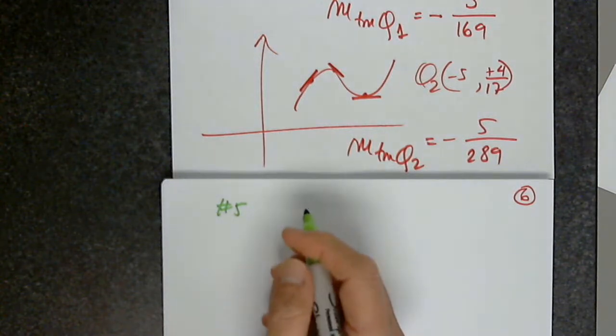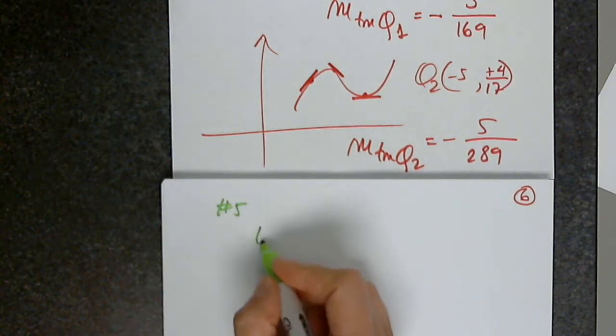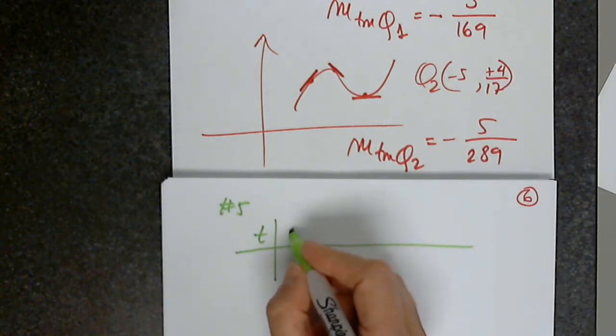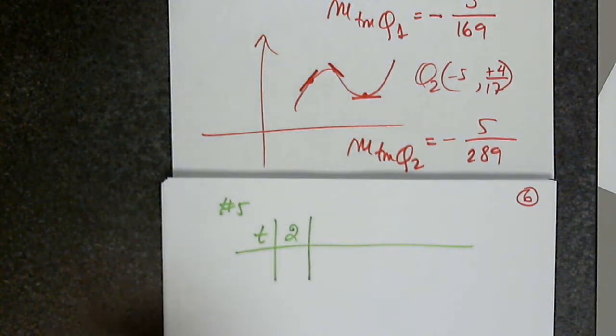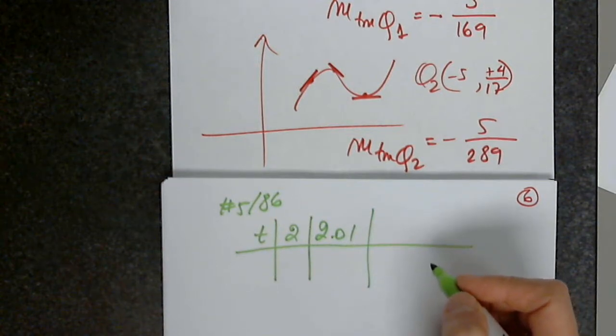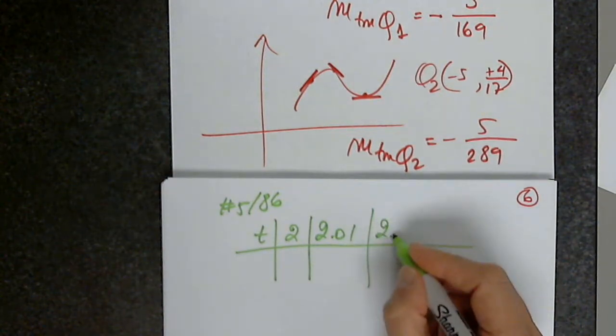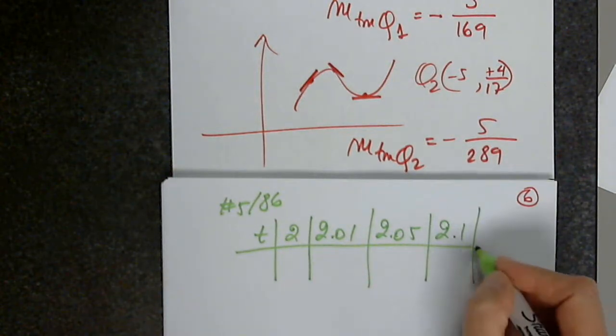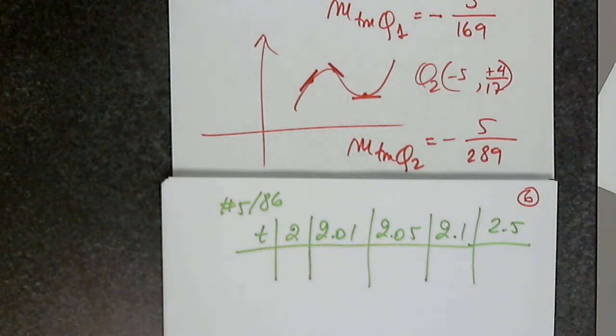t starting at 2 and lasting 0.5 seconds, 0.1. Okay. So t is 2. Yes. So 2 lasting 0.01, 0.05, and 0.1, and 0.5. Good. So I put those numbers in ascending order.